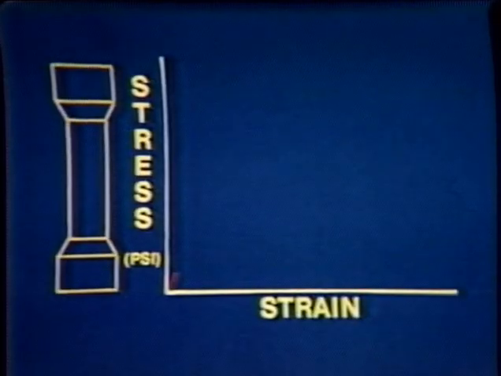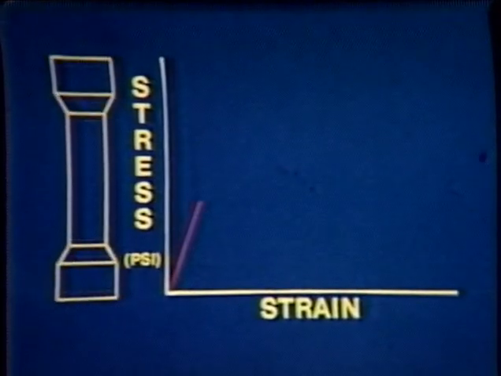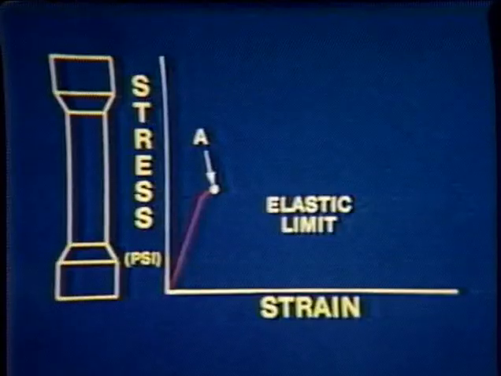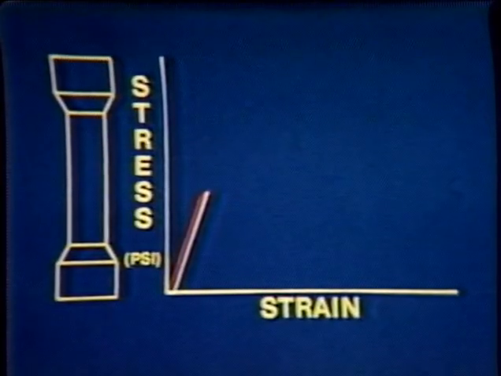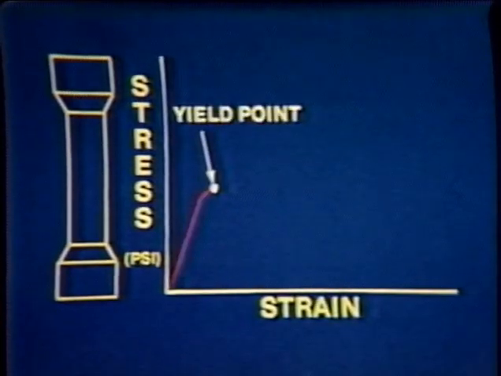As the load continues to increase, the material eventually reaches its elastic limit at point A. Here, the material begins to yield. And when the material yields, it will permanently elongate, sometimes referred to as plastic deformation. Under these conditions, the material is in a plastic state, which means that if the load is removed, the material will not return to its original length. The point at which the material is permanently elongated is called the yield point.